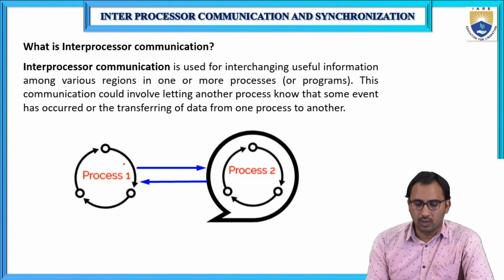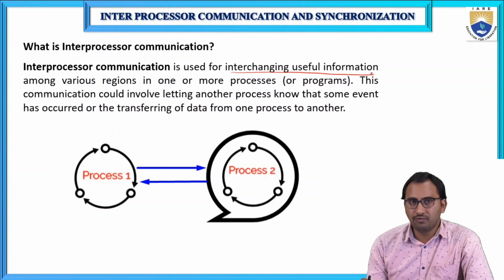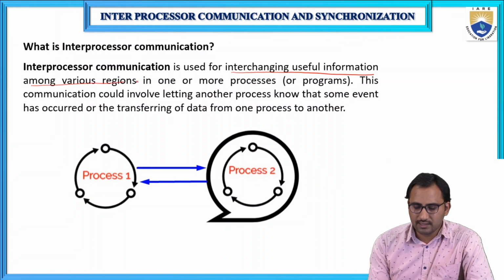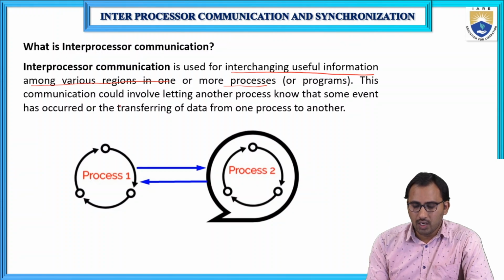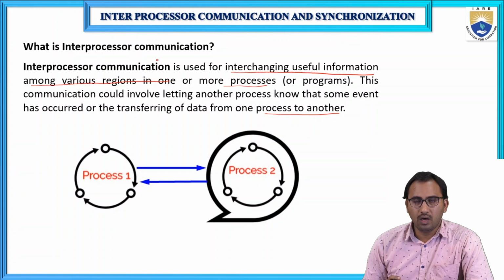And then come to what is interprocessor communication. Interprocessor communication is used for interchanging useful information among various regions in one or more processes. This communication could involve letting another process know that some event has occurred, or transferring data from one process to another process. So interprocessor communication means two or more processes are communicating with each other.